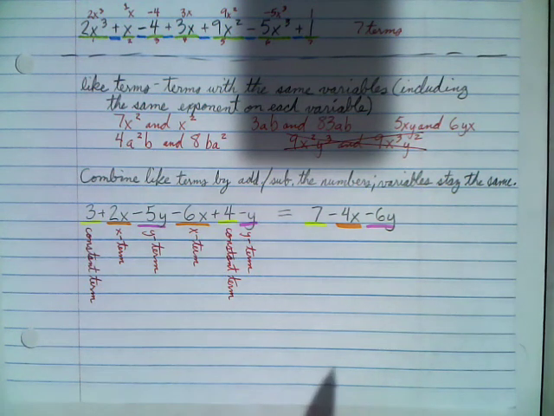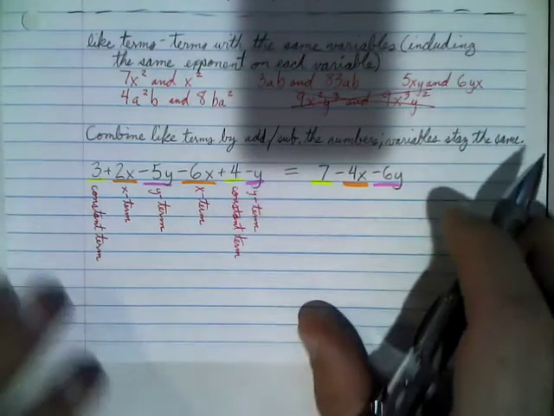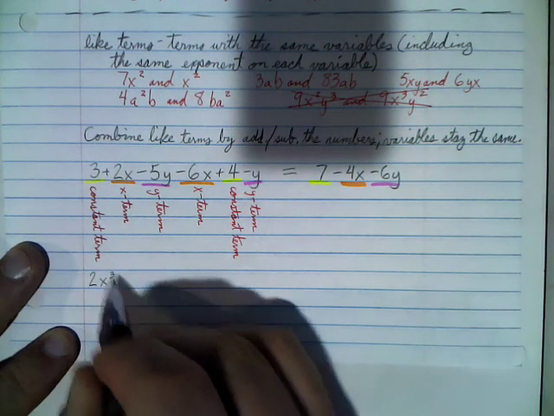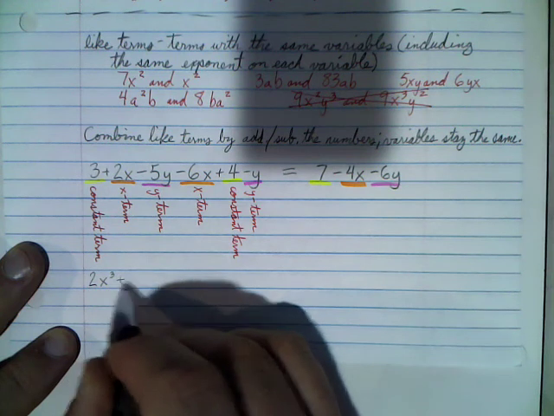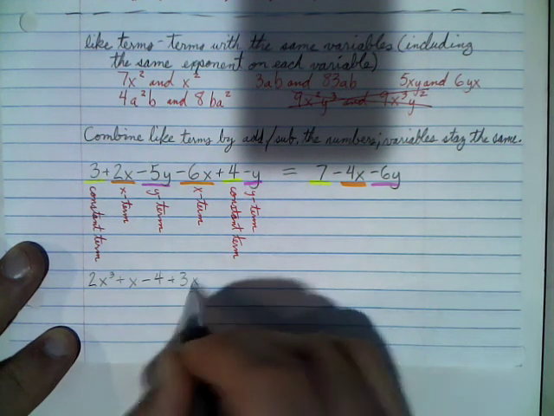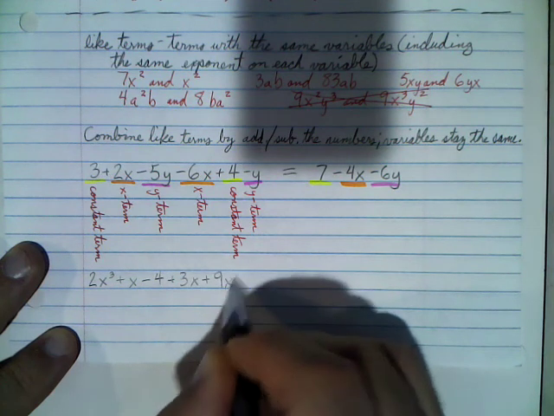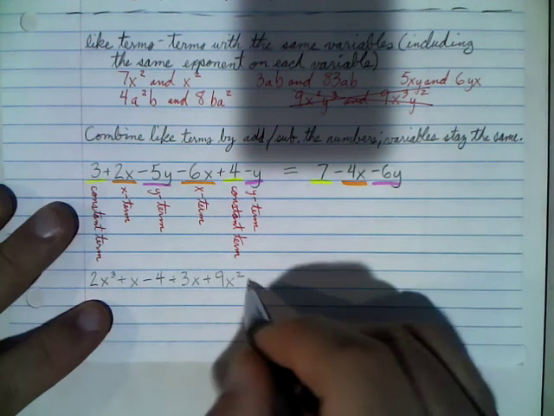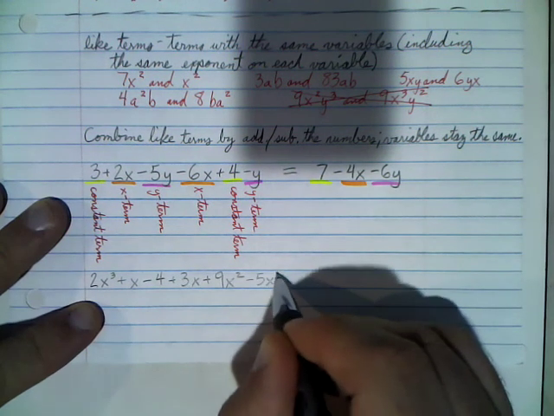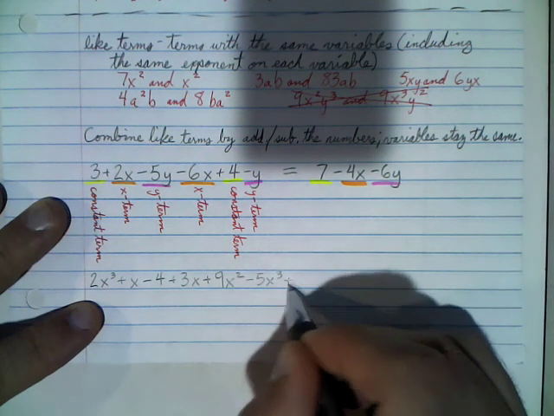So, ladies and gentlemen, we're going to take a look now at our second example that we did up above. So 2x cubed plus x minus 4 plus 3x plus 9x squared. I lost my track. There we go. Minus 5x cubed plus 1.